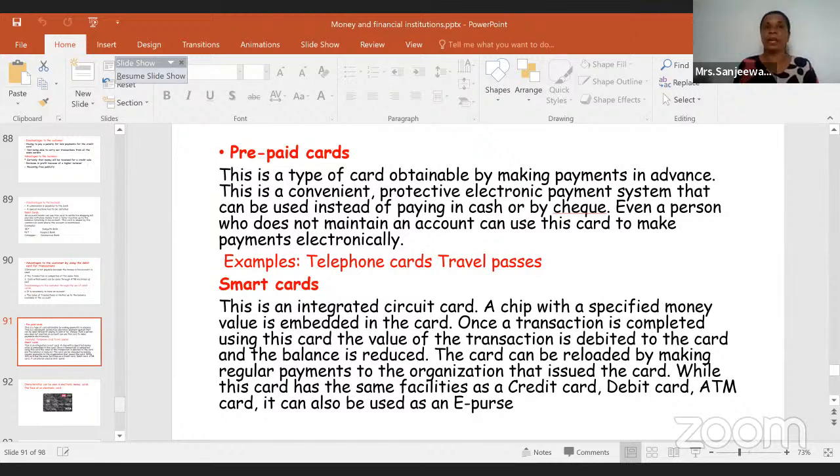So what is a smart card? It is an integrated circuit card, children. It's a kind of chip, right? It specifies some amount of money. That value is there in the card. Once a transaction is completed using this card, the value of the transaction is debited to your account, and the balance is reduced. This is a smart card.